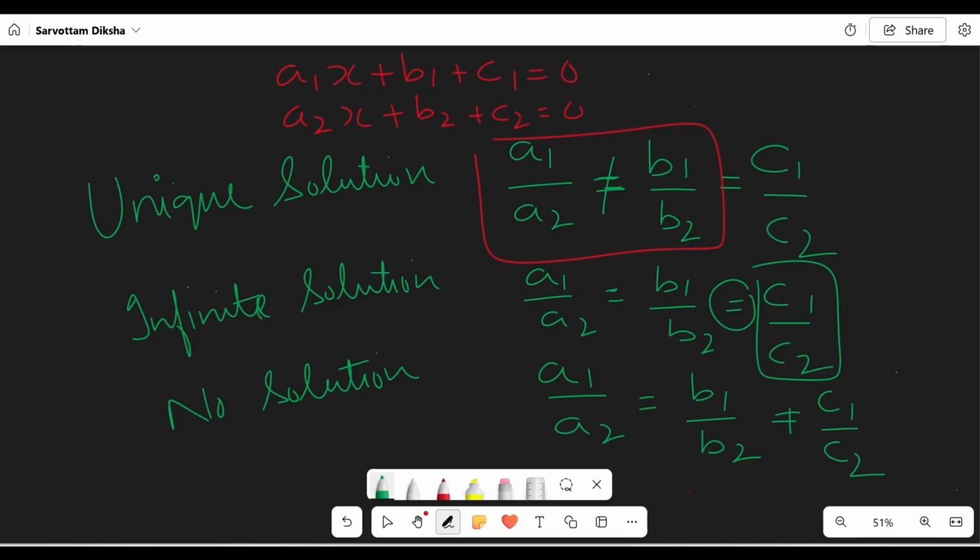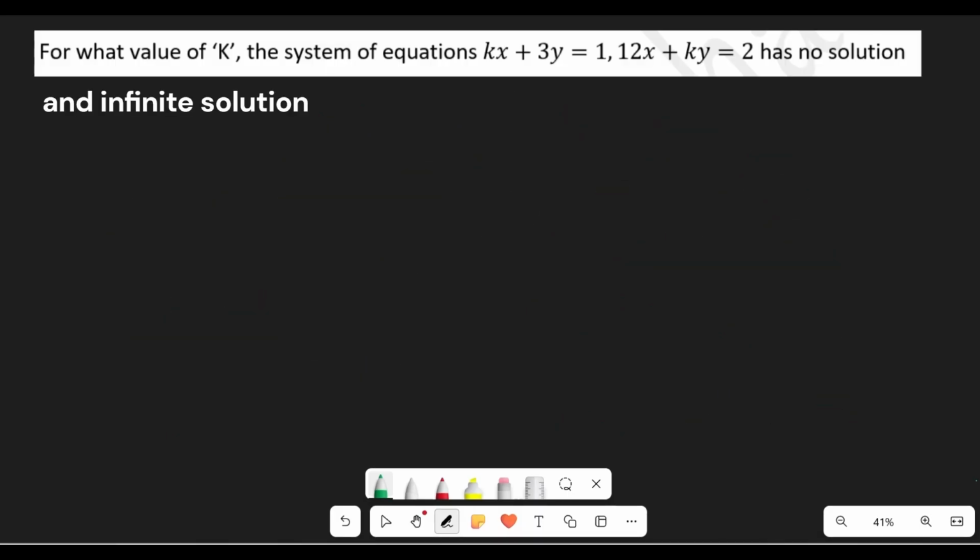So, there are many equations based on it. We will discuss it now. Let's see this equation on the concept we just discussed. I should have A1 by A2 equal to B1 by B2 is equal to C1 by C2. So this is what I am getting.